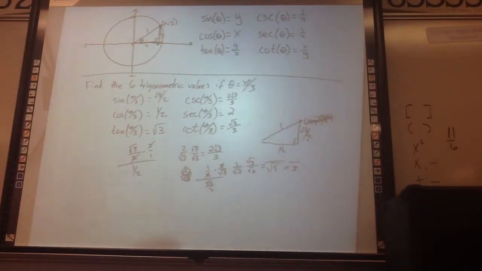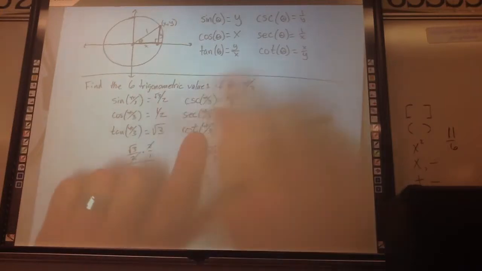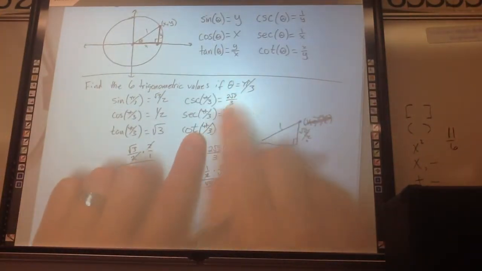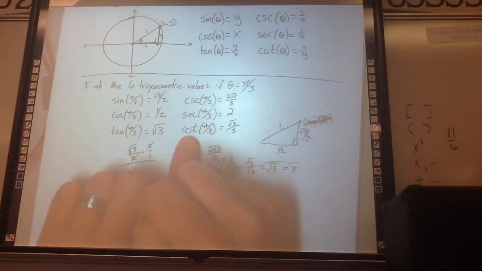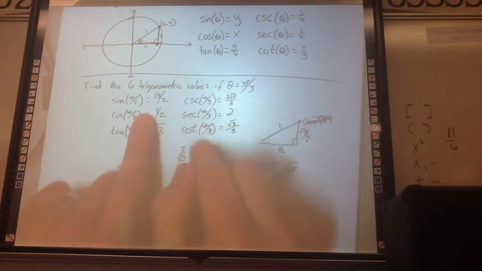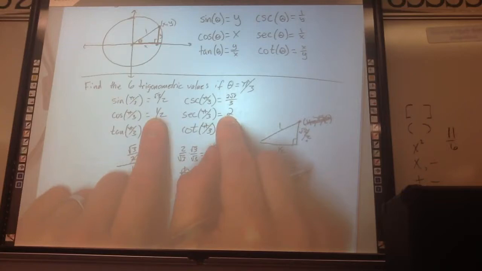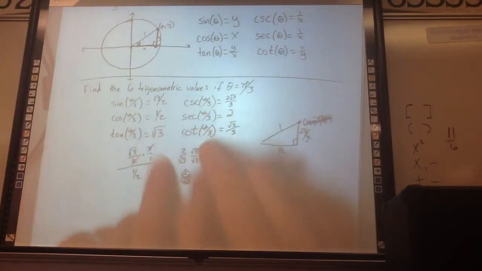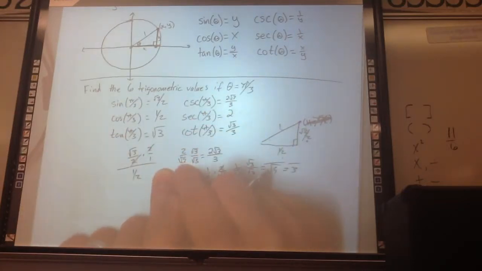I'm confused. Wait, how did you get the other ones? You just flip these. This one's easy to see. If you flip a half, you get 2. This one, you get 2 over the square root of 3, but you're not supposed to have square root on the bottom. So we multiply by square root of 3 over square root of 3, because that's 1. And then we go 2 root 3, square root of 3 times square root of 3 is 3.